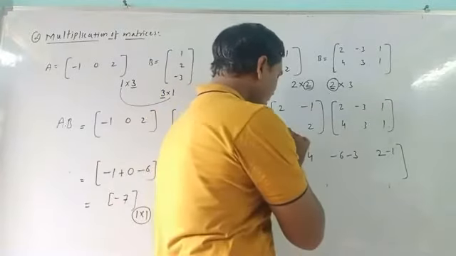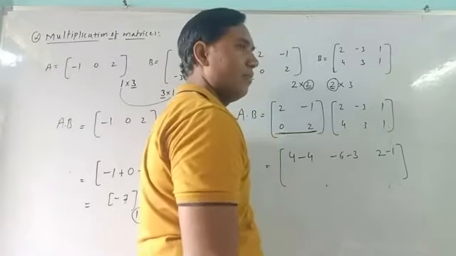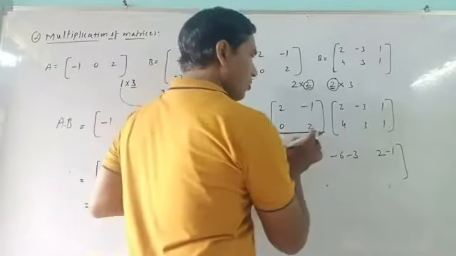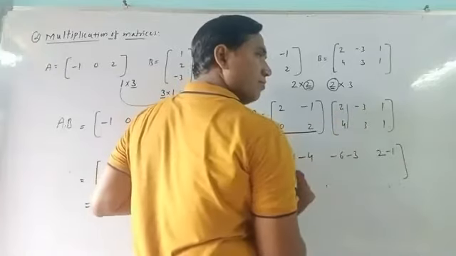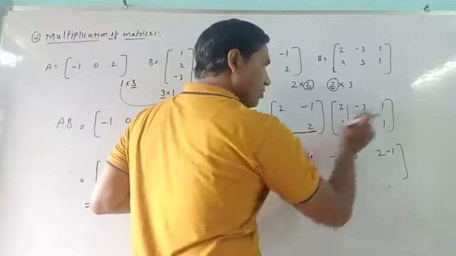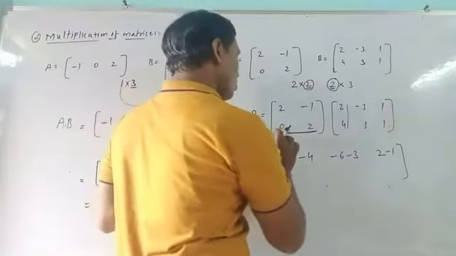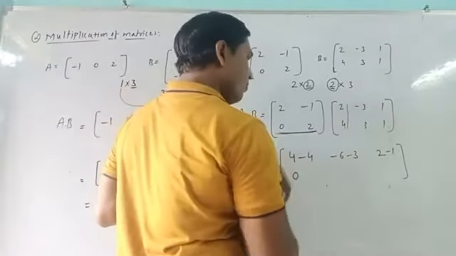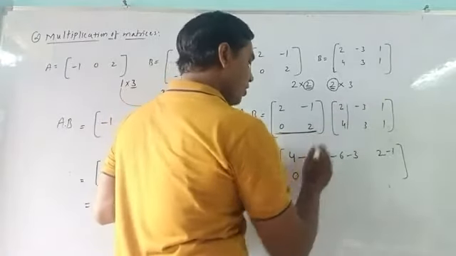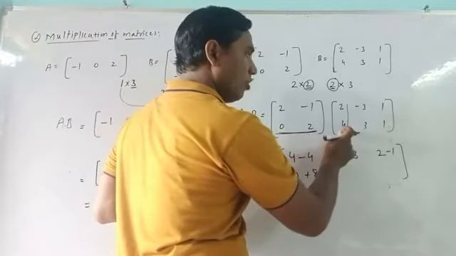Now, this is completed. Now, the same steps are repeated with the second row. What happens now here? Second row is multiplied with the first column. Similarly, second row is multiplied with the second column. And second row is multiplied with the third column. Same steps are there. So, see now. 0 into 2, you got here 0. 2 into 4, you got here 8. Okay, complete. Second row, first column.